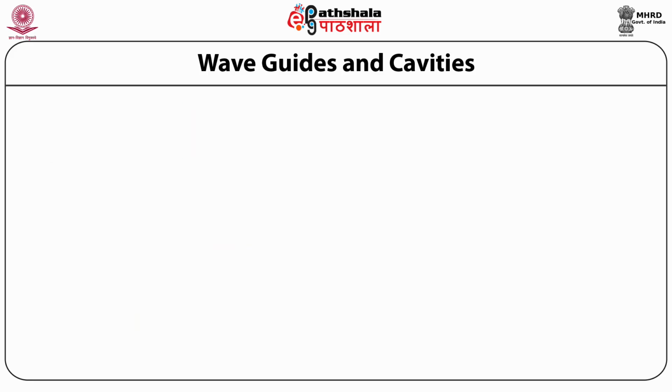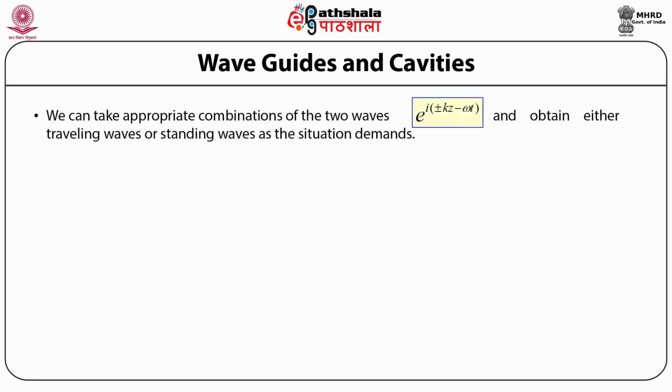Since these equations have the wave equation form, we can take an appropriate combination of the two waves and write the time dependent part as e to the power i(±kz − ωt), and obtain either a traveling wave or a standing wave depending upon the situation and the various other parameters or restrictions.